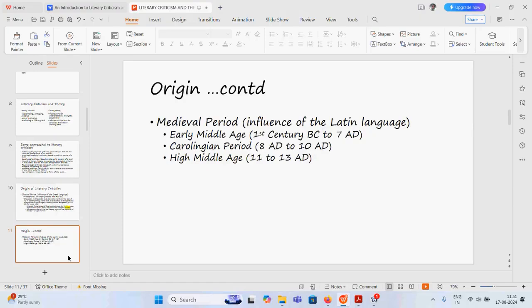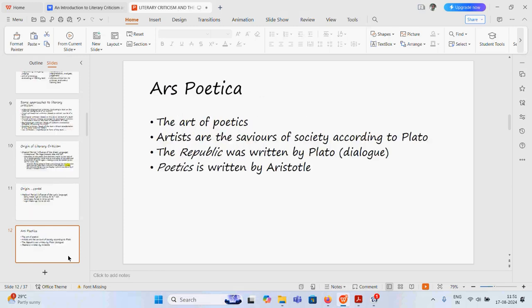From here, as we move into the medieval period, we find the influence of the Latin language and not of the Greek language. This may be further divided into three periods: the early Middle Age, the Carolingian Age, and the Middle Age period.